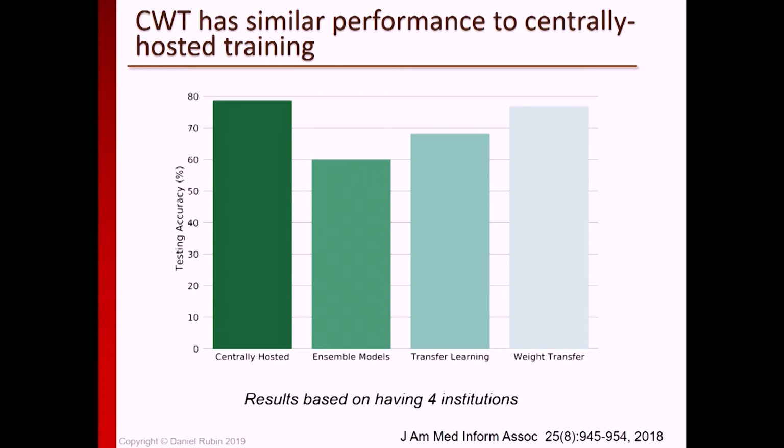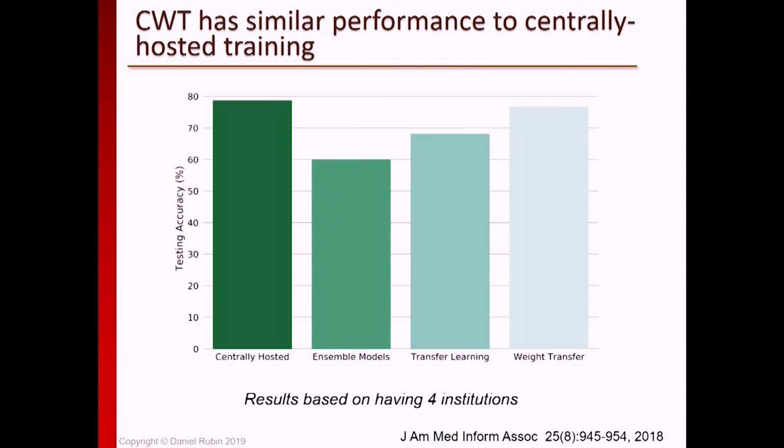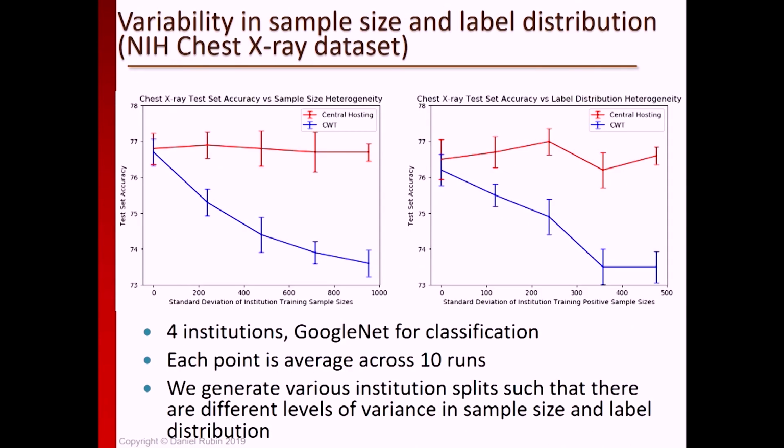and we found that by cyclically transferring the weights, this is where we take the data at institution 1, we fit the model locally, send the coefficients to institution 2, then 3, 4, and we cyclically do that many times. This is the performance with central hosting data. This is the performance of cyclical weight transfer. These were 2 other methods we approached. We can almost get the same performance of central hosting.